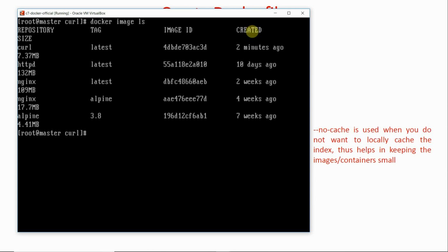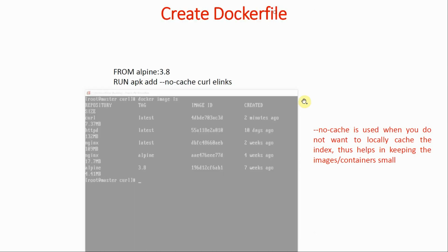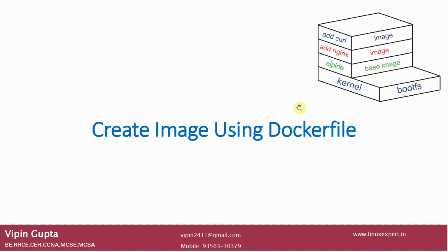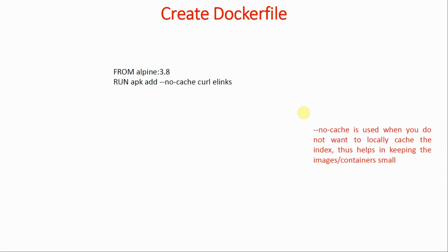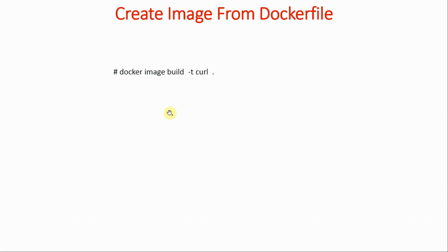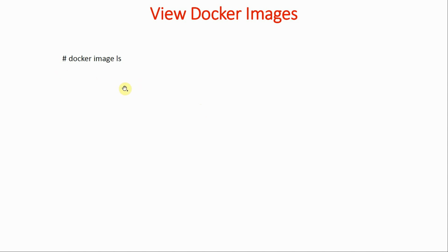So again we will recap all the things. That means creating images using a Dockerfile. That is the Dockerfile. This is the command to build, this is used for tagging, and this is for listing the image.